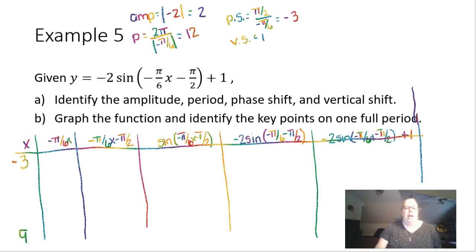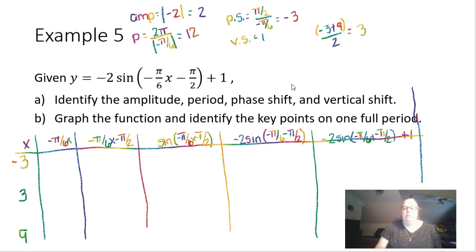Okay, exactly halfway in between positive 9 and negative 3. We're going to add negative 3 plus 9, and then we're going to divide that by 2. So negative 3 plus 9 is 6. 6 divided by 2 is 3. So our halfway point is going to be 3.